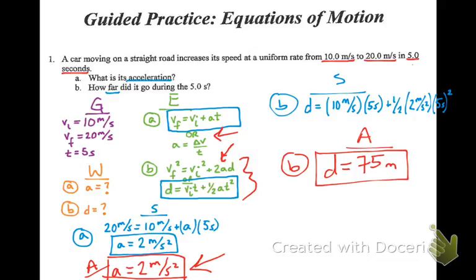So what I want you to do now is pause the video and try question number 2. So here's how you do question number 2. Hopefully you paused the video, tried it on your own, make sure that you wrote everything in your given, your wanted, your equation, substitution, and your answer. Please make sure that you substitute with units. I know I'm like a broken record here, but I'm telling you, you've got to substitute with units.